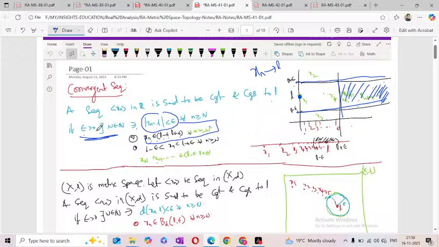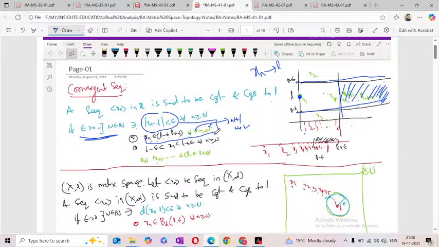So that is what we are writing here: mod xn minus L less than epsilon for every small n greater than N. Small n is varying and capital N is fixed. After the Nth term, from there onwards, not all points. So from N onwards, this small n is nothing but maybe N plus 1 or N plus 2 and so on. Okay, so that is under real analysis.